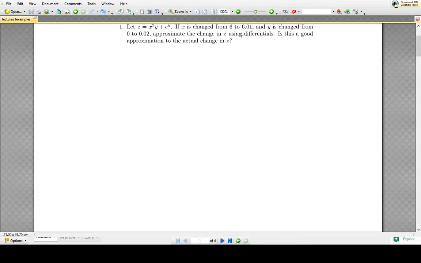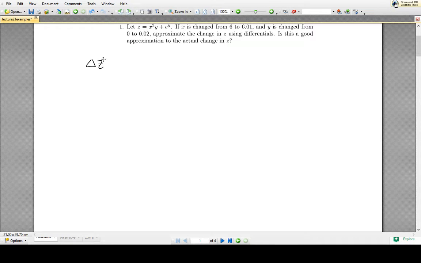After we approximate how much z will change by making these little changes in x and y, then they ask, is this actually a good approximation to how much z actually does change when we change x from 6 to 6.01 and y from 0 to 0.02? So to begin this question, they're asking us to use differentials. So let's go ahead and write down the formula for using differentials for this question.